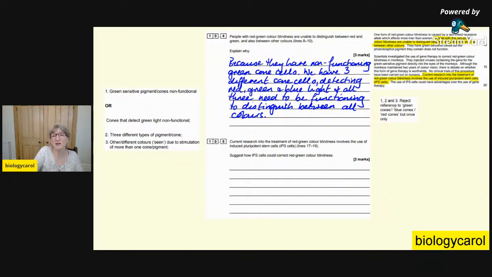Look, reject reference to green cones, blue cones, and red cones because the cones in your eyes haven't got different colours themselves. They detect red light, detect blue light, detect green light. So I got it right here. I made it clear here. We have different cone cells detecting red, green, and blue light, but I got it wrong here. So I didn't get mark point 1, but I only got it wrong once.